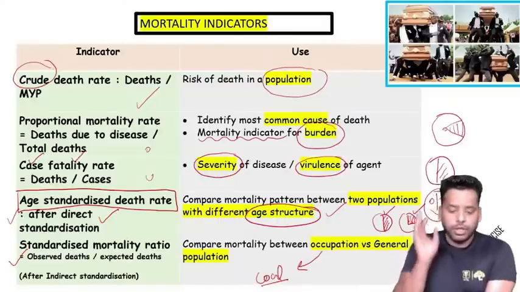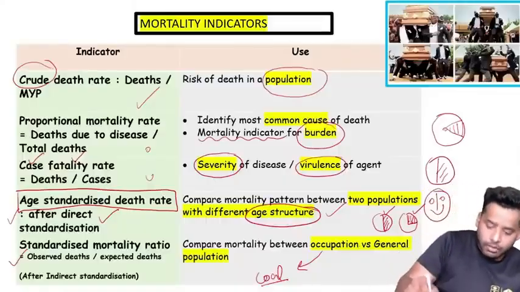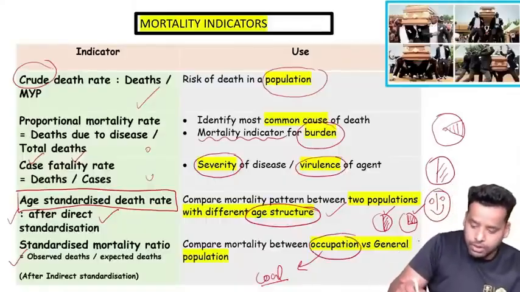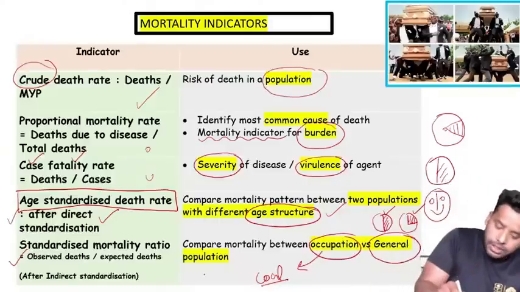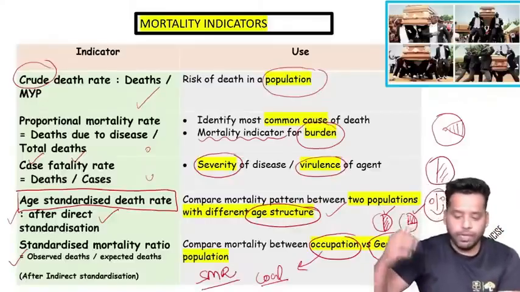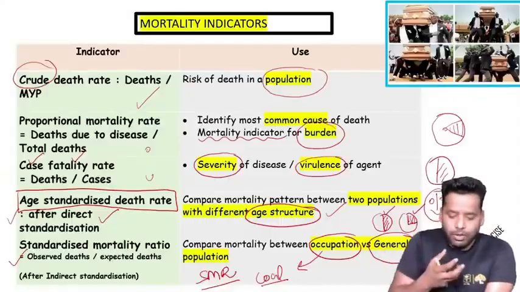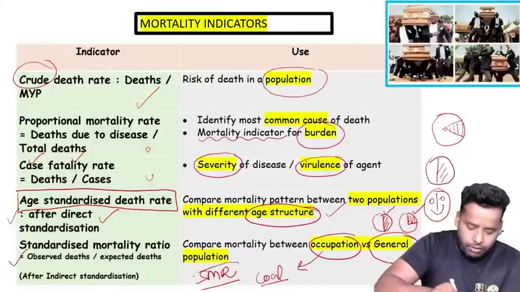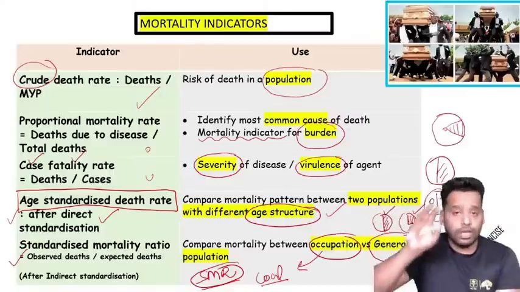Have some patience. What ratio is used to compare mortality between an occupation versus the general population? So what is your answer? Standardized mortality ratio. Don't mark odds ratio. Odds ratio is your favorite. Whenever you see odds ratio in the options, it looks like a wow and you will be marking odds ratio. Don't do that. The answer is mortality ratio.